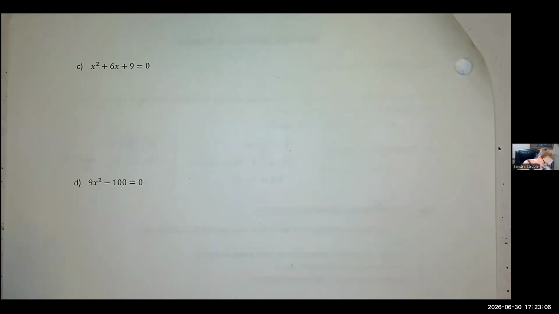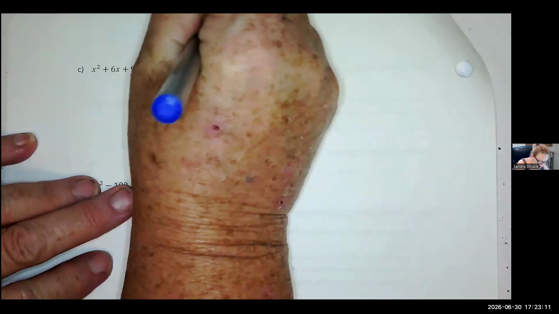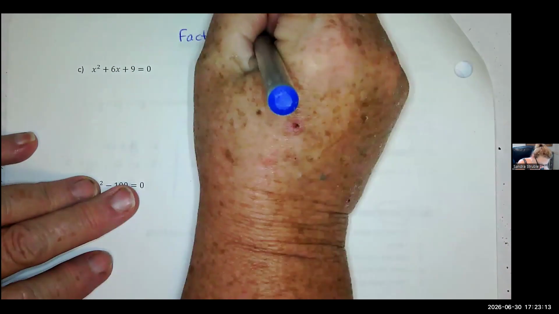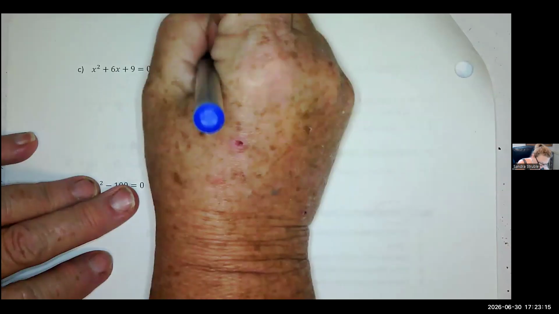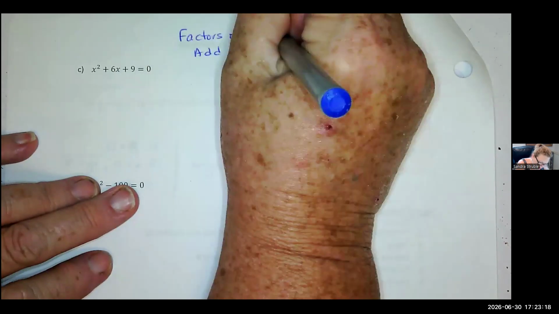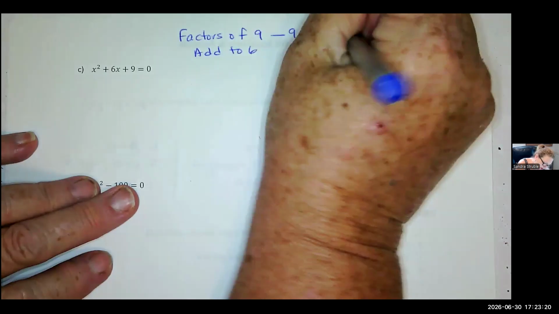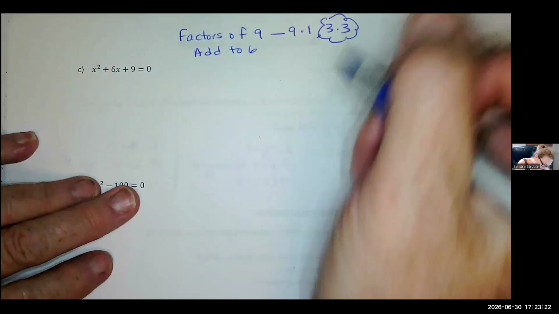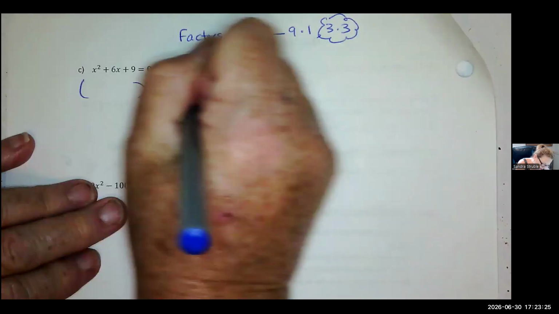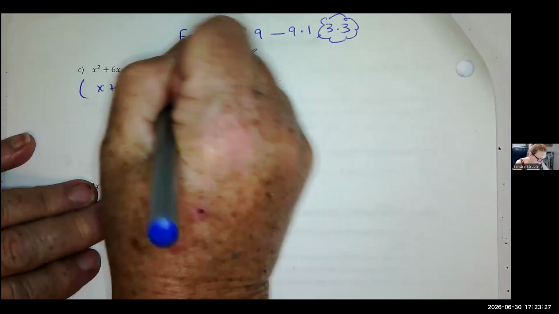All right. x squared plus 6x plus 9 is equal to 0. They are already set up in the format that I want them to be in. So now I'm going to factor them. The factors of 9 that add up to 6. Well, 9 is 9 times 1 and 3 times 3. And this is the one that adds up to 6. Okay, it's a perfect square.